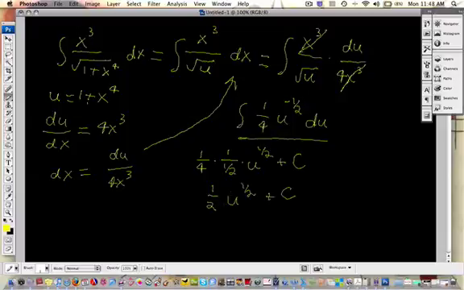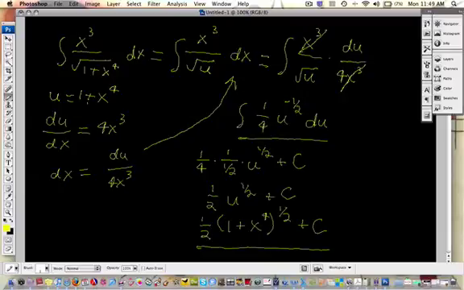But now I can't leave it in terms of u, remember. I've got to replace that with what it is in terms of x. So I've got 1/2, and then I go back up here with my 1 plus x to the 4th. That's what u actually is. 1 plus x to the 4th to the 1/2. And you can write that as a square root if you want, plus c. There you go. And if you differentiate this, since this is the antiderivative, you should get back the integrand. And you can check that out on your own if you want.